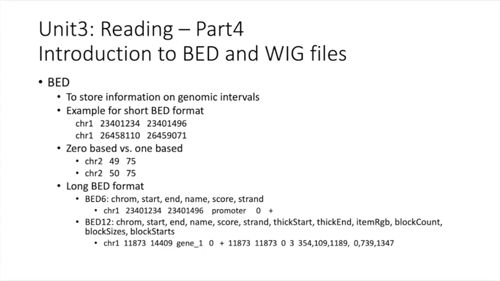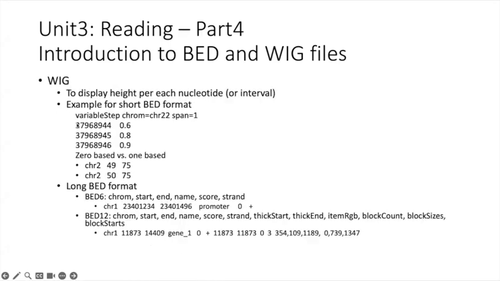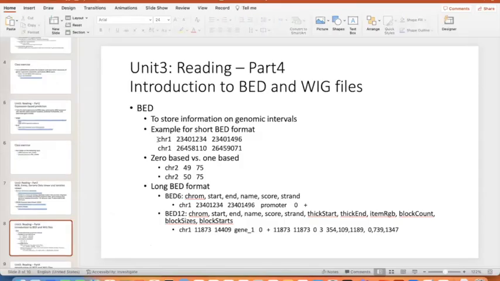So the example for the short BED format is chromosome 1, starting position of the interval, and then ending position of the interval. And here is a very important thing: the separation between columns. It's better to be a tab key, not a single space. So if I have to make this format, let me show you how I actually can make it.